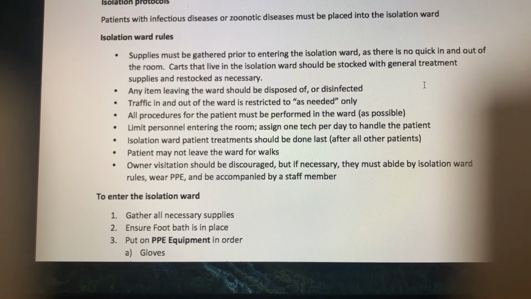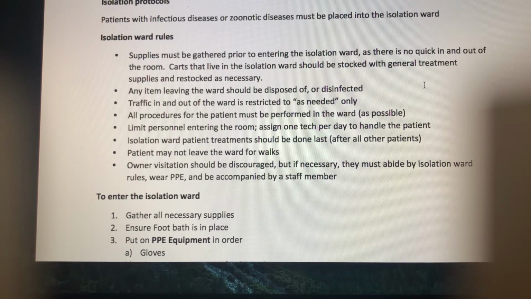Any item that leaves the ward is either going into the garbage or being disposed of in the appropriate method, or it's being disinfected. Traffic in and out of the ward is restricted to as needed only. Typically what I like to do is assign one staff member that goes in and does all the treatments with that patient all day long. So I don't switch out with other staff members if possible.